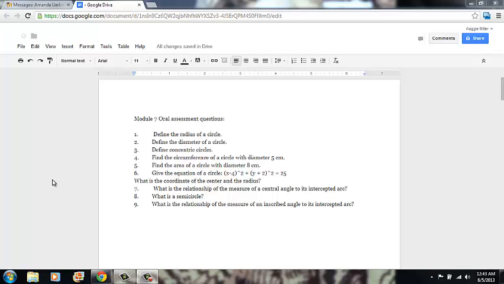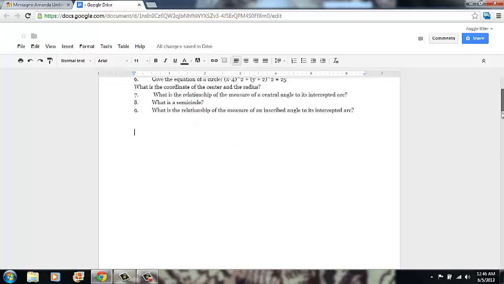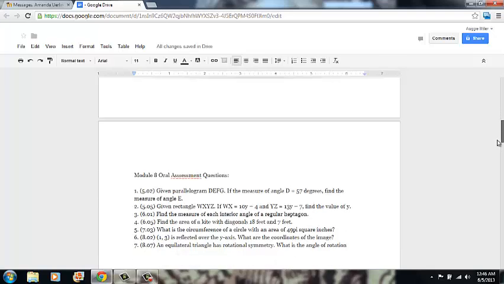What is the relationship of the measure of an inscribed angle to its intercepted arc? The inscribed angle would be 1/2 of the intercepted arc, because it would measure half. I don't know. Alright, I'm going to move on to Module 8.